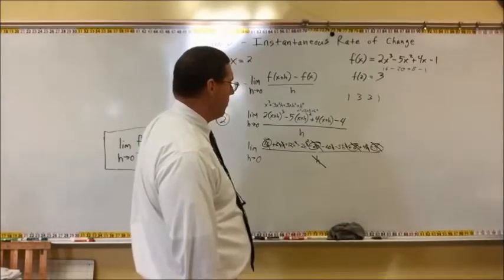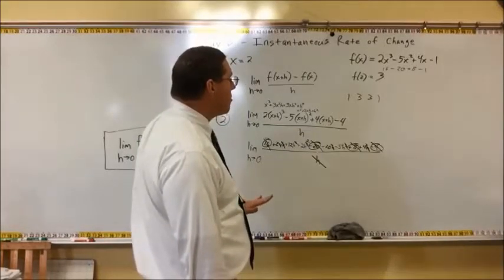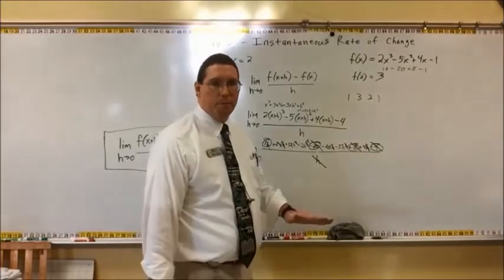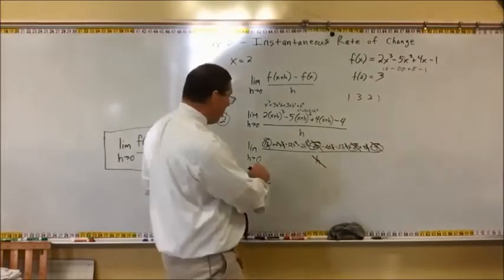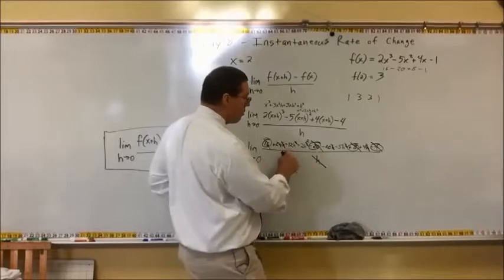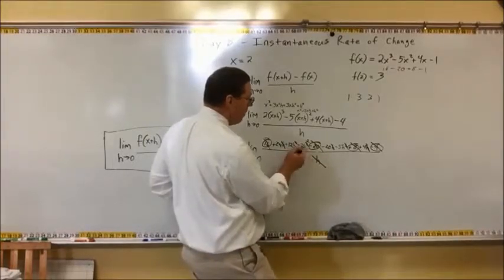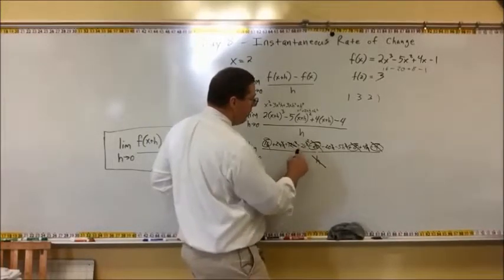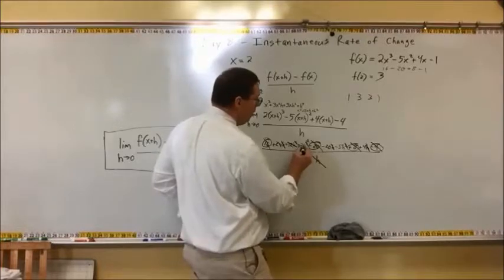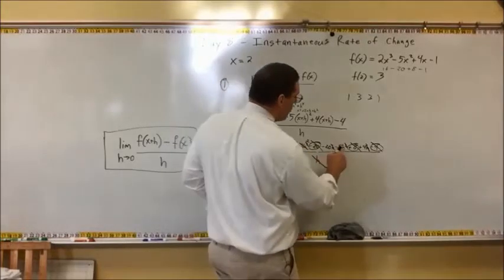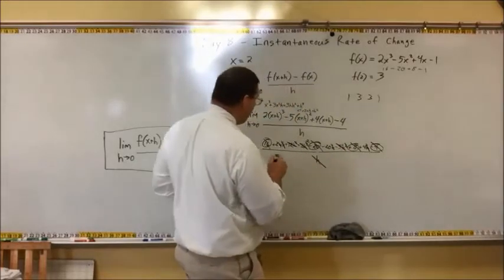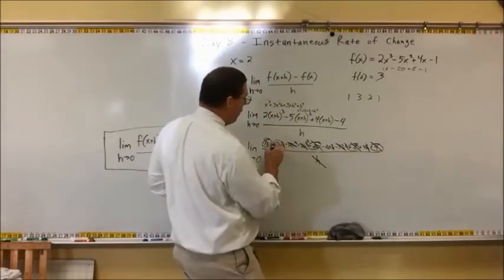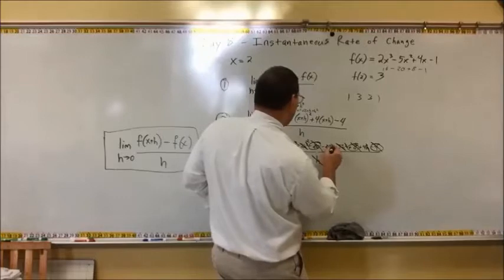Now, anything that still has an h is going to become 0, because now we're going to plug 0 in for all the h's. So this is going to be 12 times 0, so that's going to cancel. This is going to become 2 times 0, so that's going to cancel. This is going to become 5 times 0, so that's going to cancel. And all we have left is 24 minus 20.